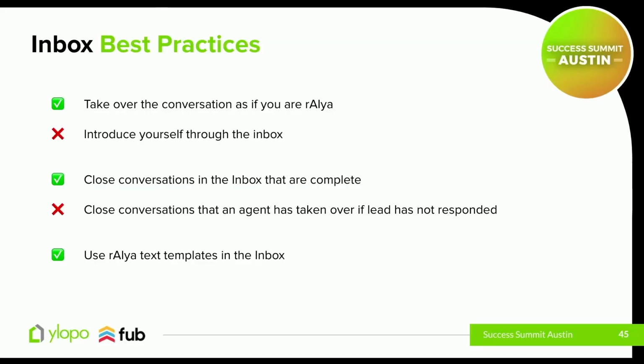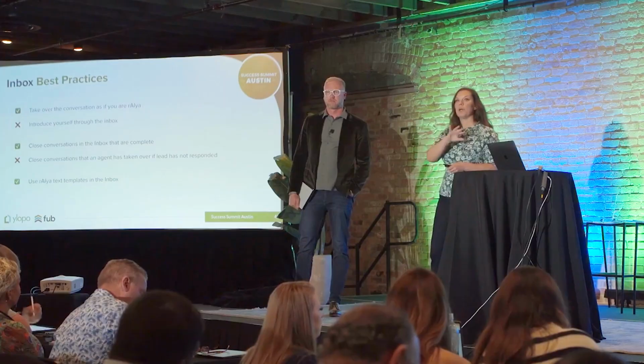Don't confuse people. Another thing you should do is close conversations in the inbox. We are going to go in here and show you exactly what we're talking about. But if you're using inboxes, there's a place where you can hit the close button so it's removed from your view. Close those conversations that are complete. Get them out of your way. But what you should not do is close conversations if you've jumped into the conversation and you're waiting on a reply back. If you've taken over the conversation and you've sent something to this lead and you're waiting for them to respond, keep that open in your inbox so that you can go back to it and double check, so we don't miss those responses.